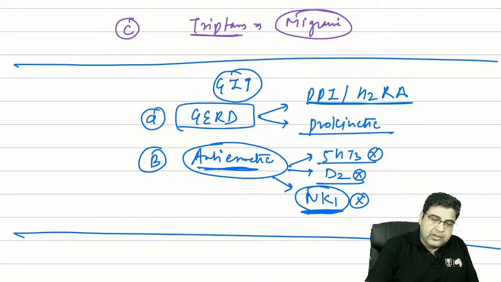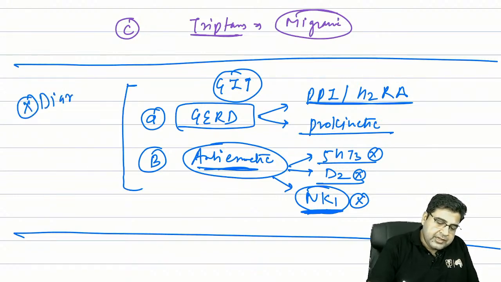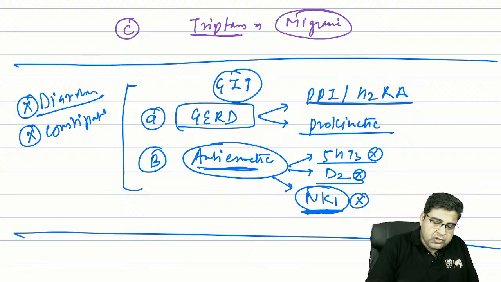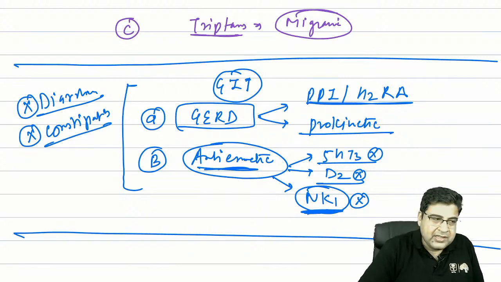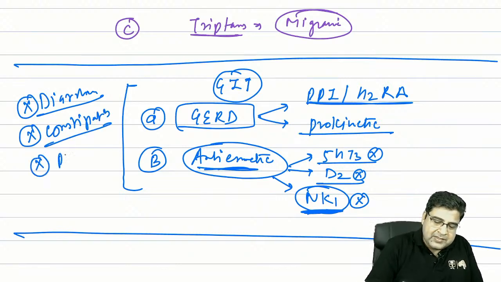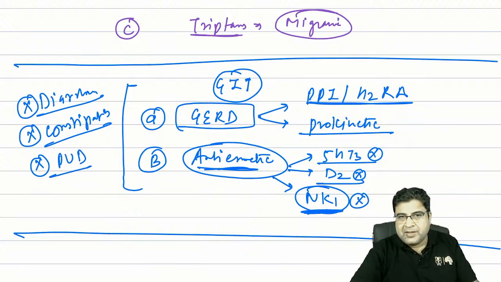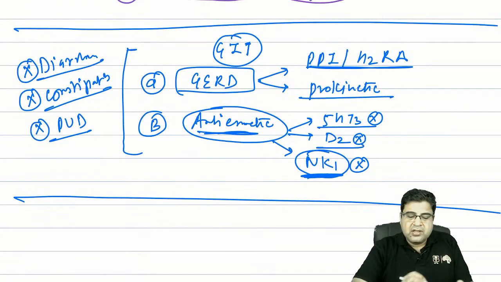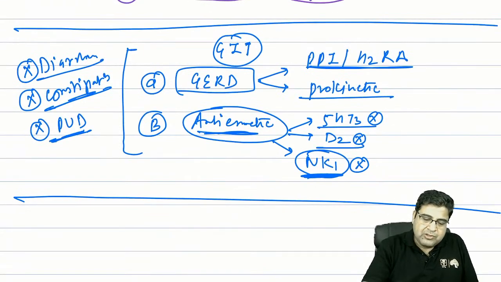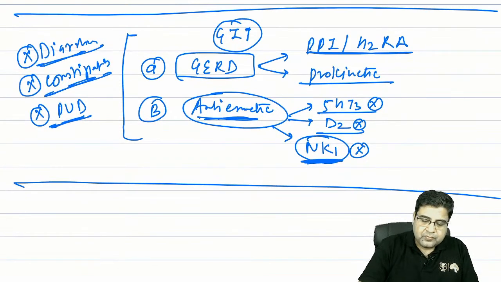The topic that you have to ignore is diarrhea. So diarrhea you have to ignore, constipation you have to ignore. So constipation is not important, diarrhea is not important. Even the medicines given for peptic ulcer disease, drugs that we use for peptic ulcer disease, not important. So peptic ulcer disease, constipation, diarrhea, not important. GERD and antiemetics are important.